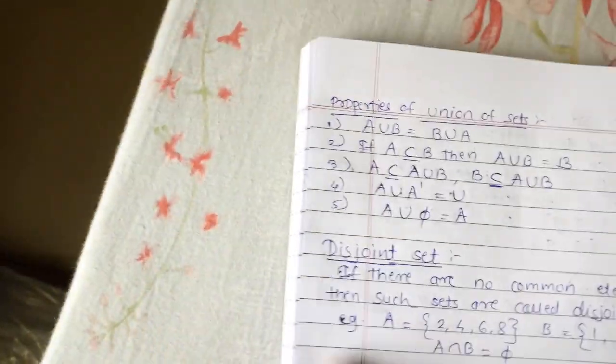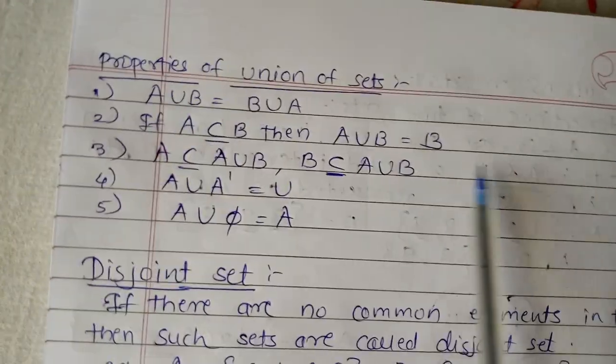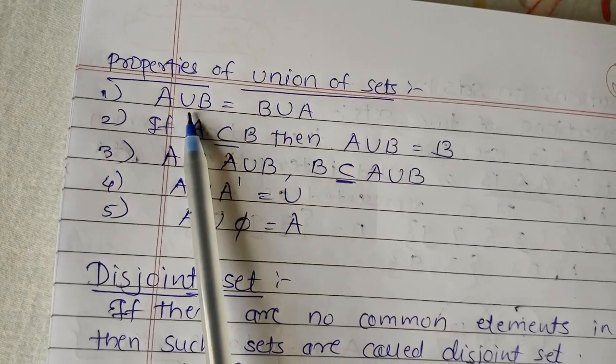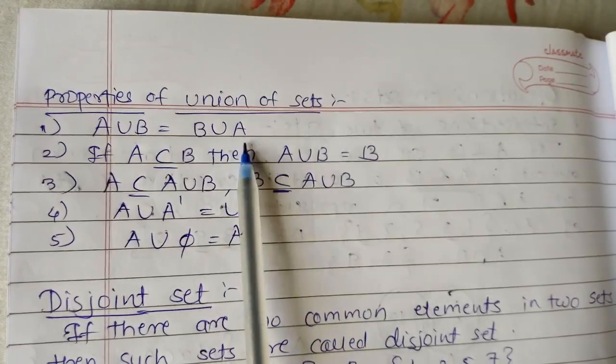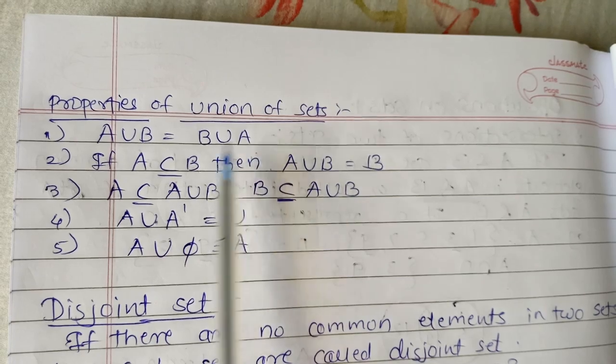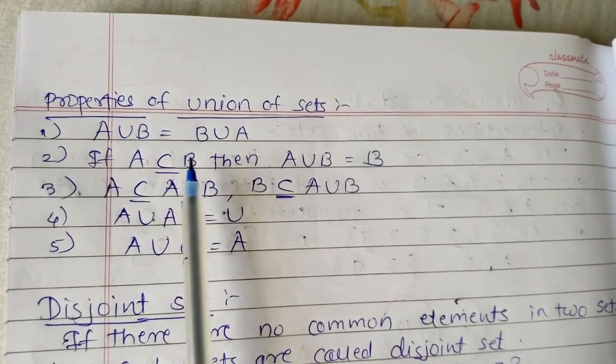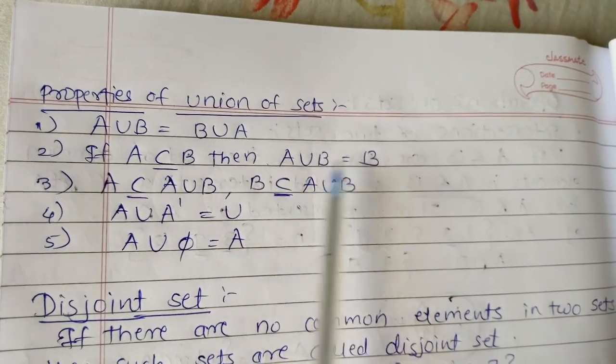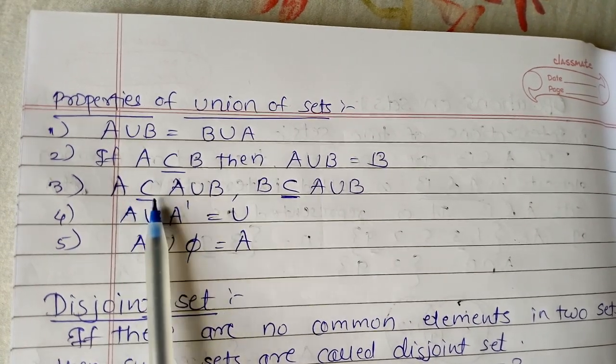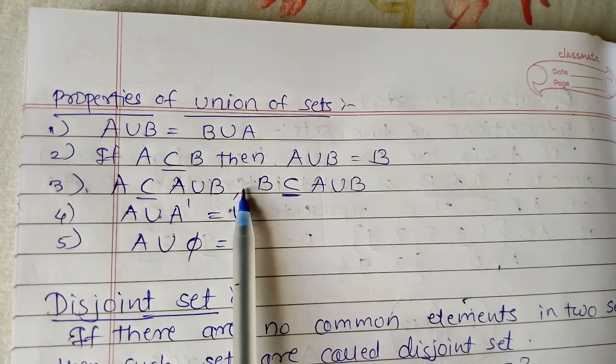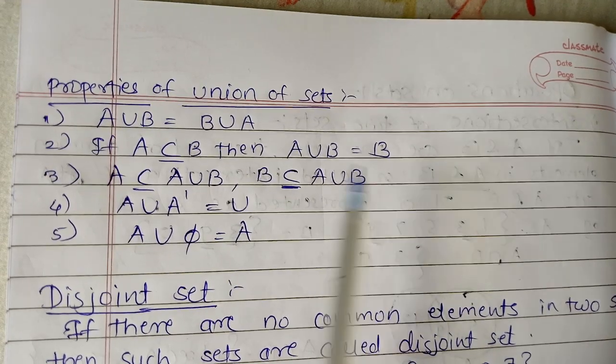Now see the properties of union of sets. A union B का आंसर और B union A का आंसर सेम ही रहता है. So A union B is equal to B union A. If A is a subset of B, then A union B is B. If A is a subset of A union B, then B is a subset of A union B.